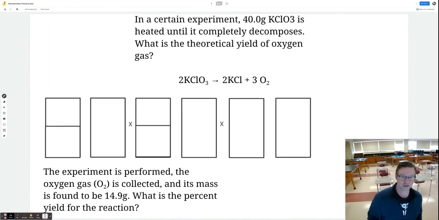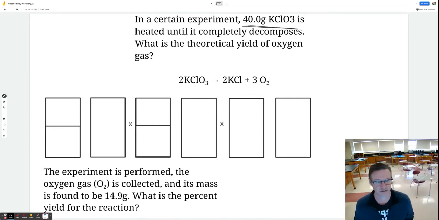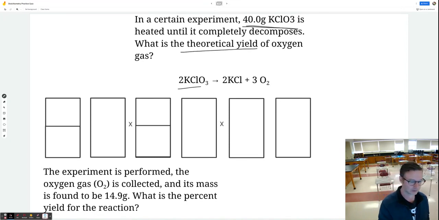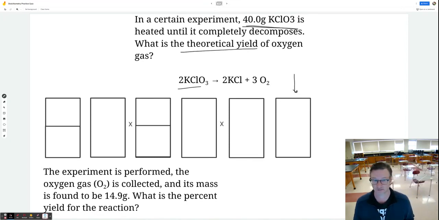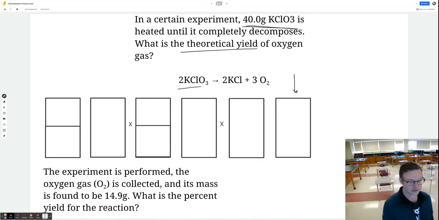Okay, so in the experiment, 40 grams of potassium chlorate is heated until it decomposes. So you heat this up and it breaks down. So that's the reaction. Decomposition reaction, one thing breaks up into two different things. What is the theoretical yield? And I'll tell you, whatever we get in that box is the theoretical yield of oxygen, which is O2.